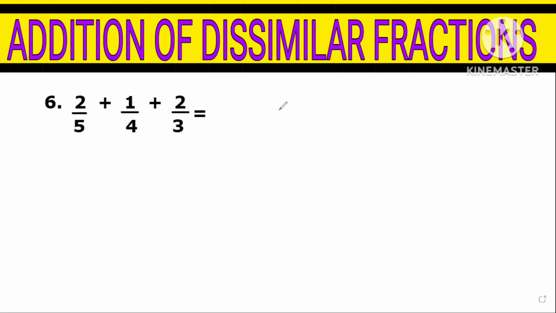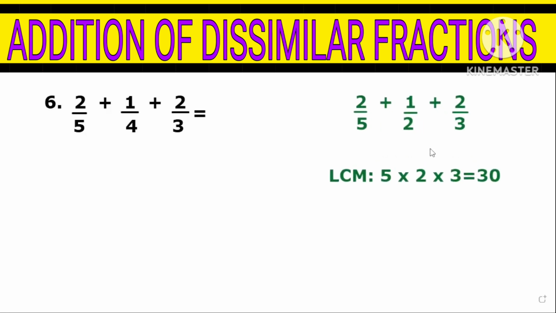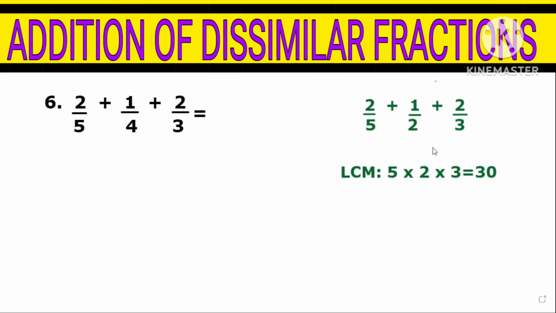The product of the denominators automatically becomes your LCM kapag ang mga denominators nyo ay lahat prime, no? Like for instance, kung yan ay 2/5 plus 1/2 plus 2/3, automatic yan, ano? 5 times 2, 10 times 3 is 30. Ang LCM natin ay 30. Why? Kasi lahat ng denominator natin ay prime numbers. But here in our example, meron tayong 4 which is not a prime number.